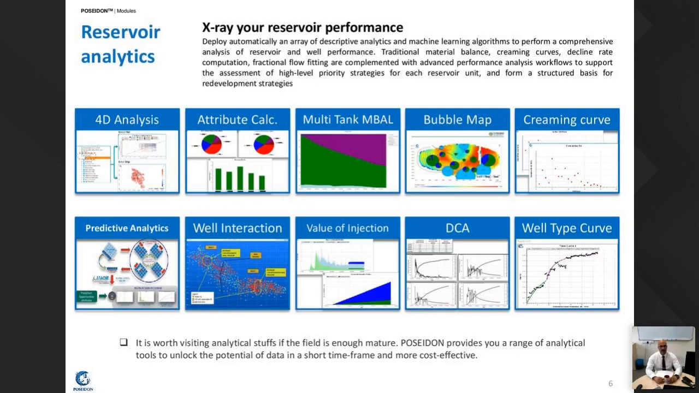For example, we can compare 4D seismic data versus production data. We can produce some attributes for you. You can run the multi-tank ball in Poseidon. We can produce bubble maps for you, or we can plot creaming curves, for example, initial oil rate or EUR of each well versus well count or date.